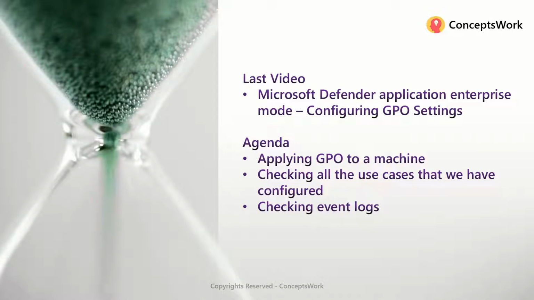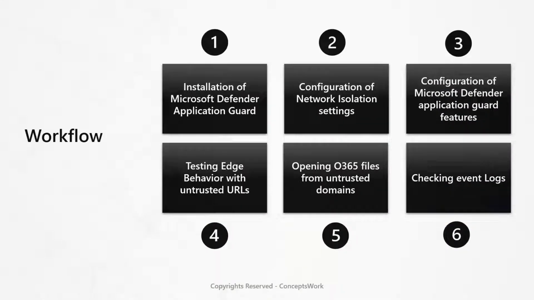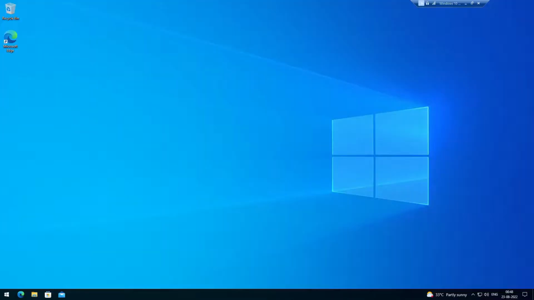In this video we are going to see what exactly happens when you apply the GPO to the machine that we created in our last video, how many times the machine has to restart, and check all the use cases that we have configured, for example, copy pasting, and making sure the data downloaded in the isolated or virtualized instance remains separate from the OS. And lastly, we'll talk about the event logs. Now let's begin by focusing on the last three steps of our workflow, which is testing behaviors.